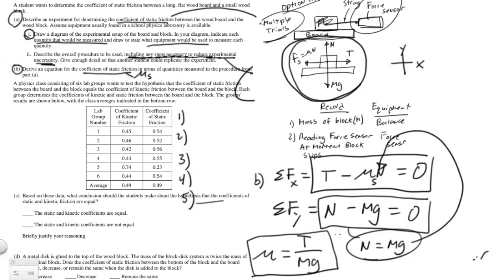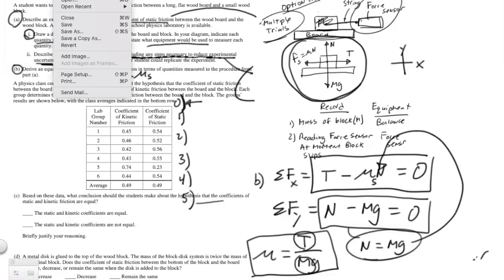And all of these can be measured. Tension was the reading of the force sensor, and then mass was, oh, you know what we didn't do? In my procedure, let's put step 0. I forgot to say a step. Step 0 should be measure the mass of the block. That should be in our procedure, but it's definitely measurable. All right, so that would be option 1.